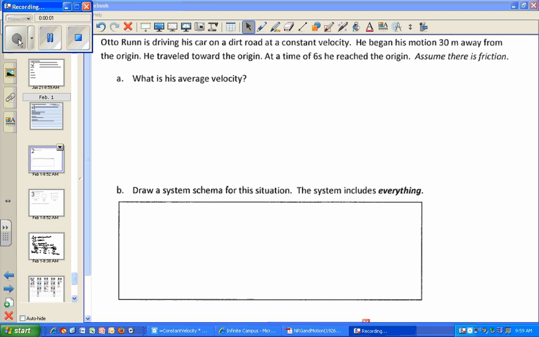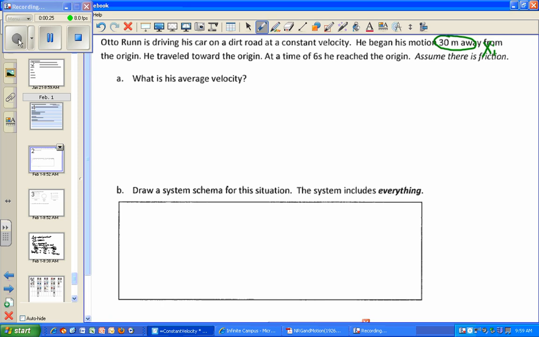He is driving his car on a dirt road at a constant velocity. So again, going back to this idea of an object moving at a constant velocity. He began his motion 30 meters away from the origin. What does 30 meters represent? How far? Not the distance, but his starting position, right? So that's xi, starting position.